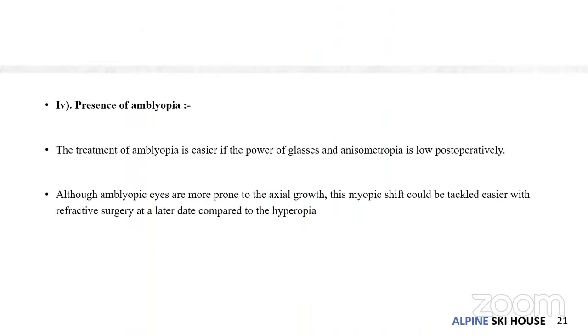The presence of amblyopia. The treatment of amblyopia is easier if the power of glasses and anisometropia is low post-operatively. Although the amblyopic eye is more prone to axial length change, this myopic shift could be tackled more easily with refractive surgery at a later date compared to hypermetropia.